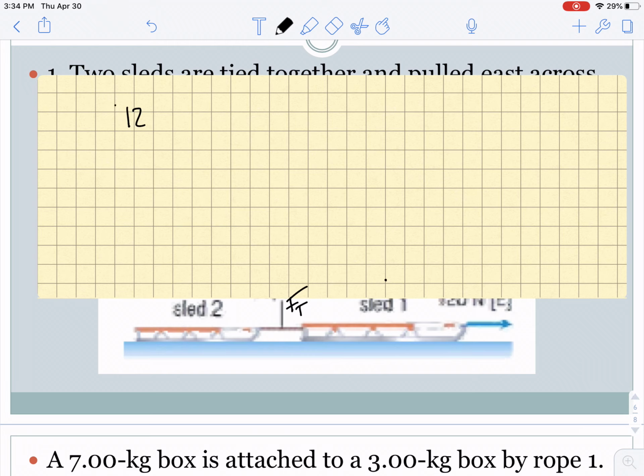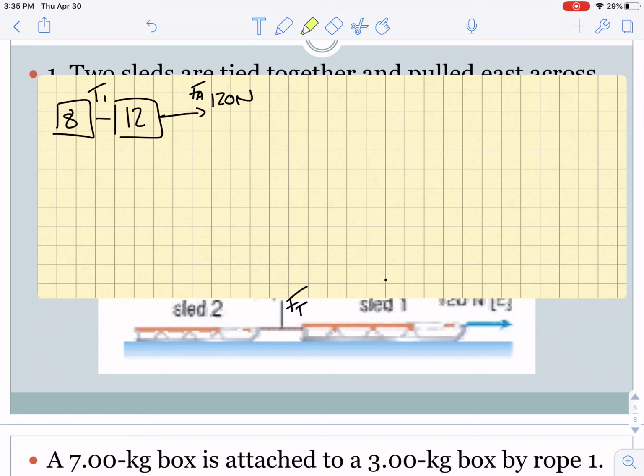Okay, so we have 12, and that's on the front, being pulled by 120 newtons. And then this rope FT, and then an 8 kilogram sled. There's no friction, so there's just this force of tension in between. And then this applied force right here. Okay, it's applied by a rope, chain, whatever, or it's just being pulled.